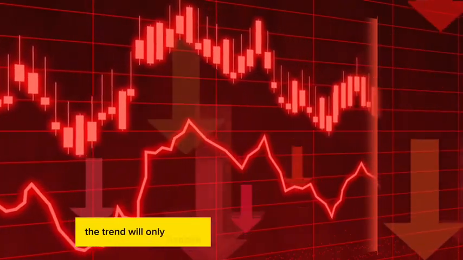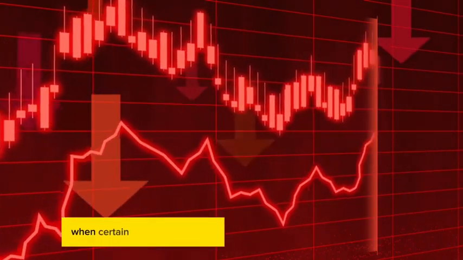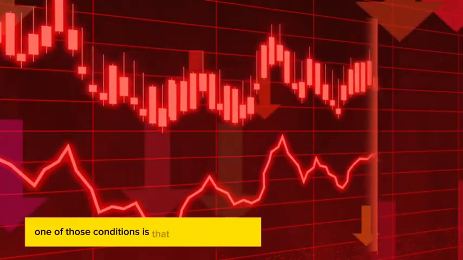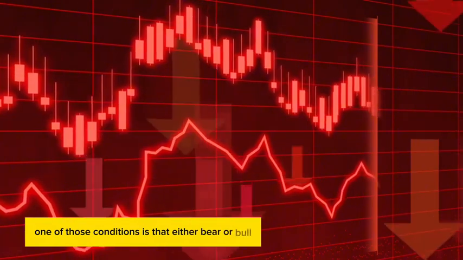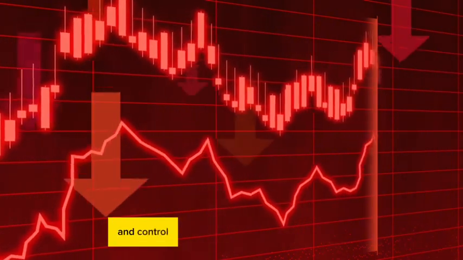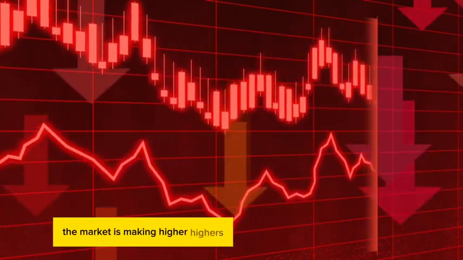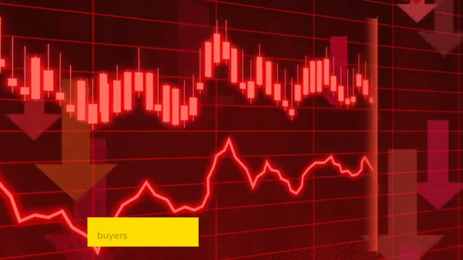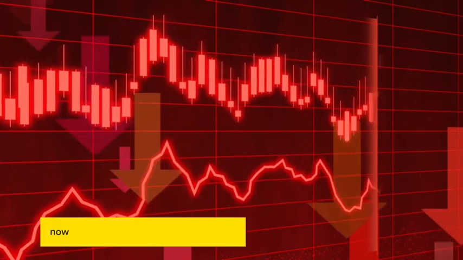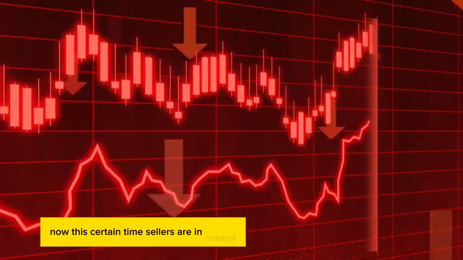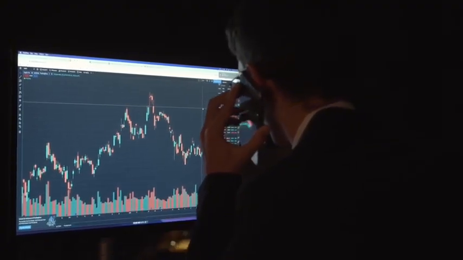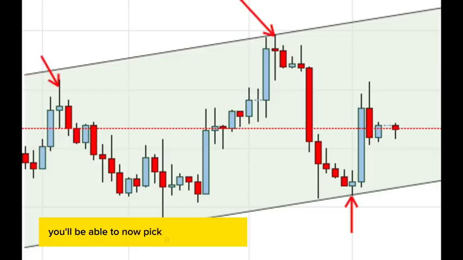The trend will only happen when certain conditions are met. And one of those conditions is that either bear or bull is in control. So the market is making higher highs, higher lows. It definitely means that at a certain time, buyers are in control, and at a certain time, sellers are in control. It is when you understand this concept that you'll be able to pick a particular position and then flow with the market.